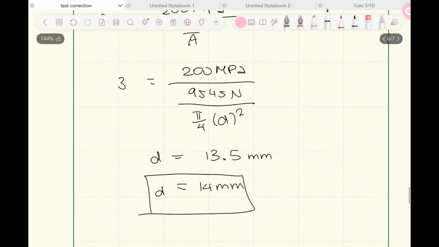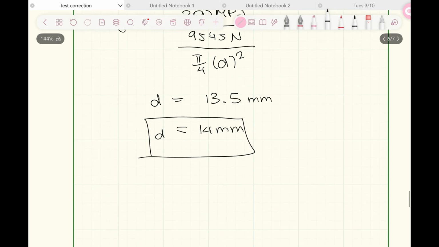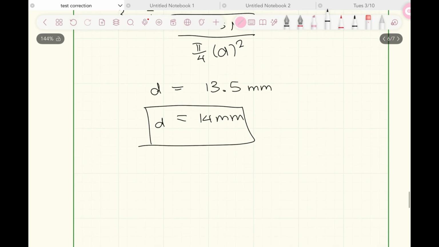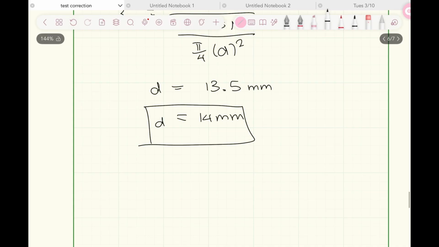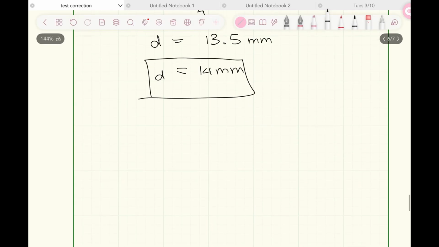And then finally, for the last problem, asking whether a larger or smaller diameter is required for a single shear bolt, we would say that a larger diameter is required because there's greater stress on the single shear, as opposed to double shear, which could have a smaller diameter since it's supported by 2 shear planes.